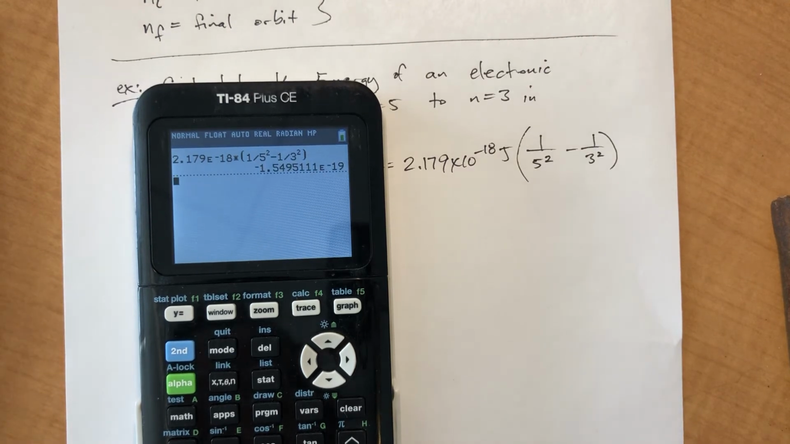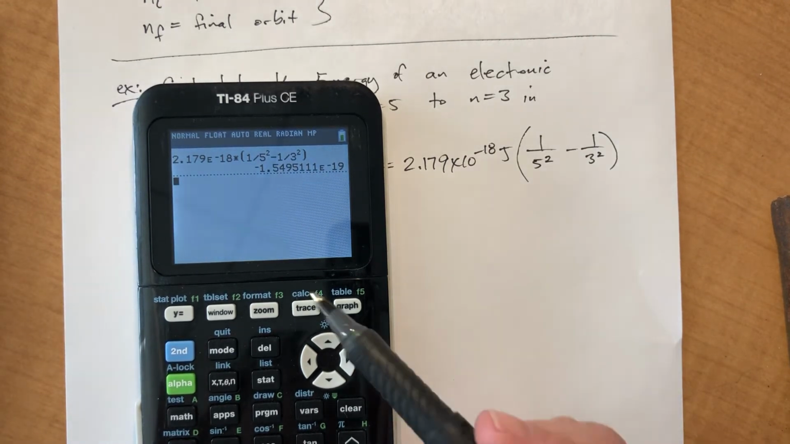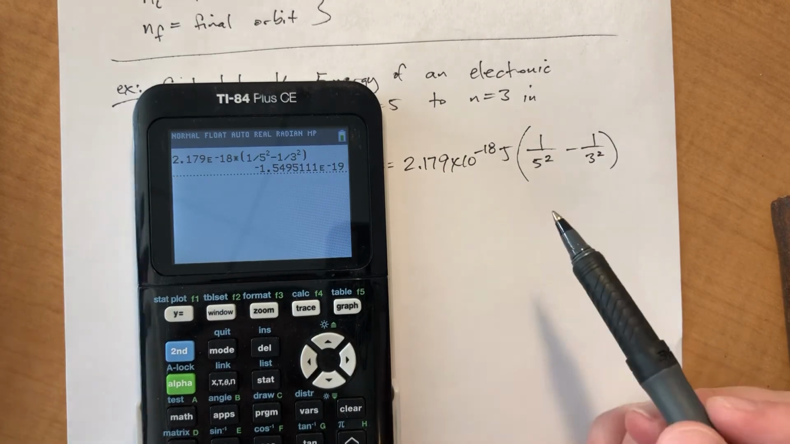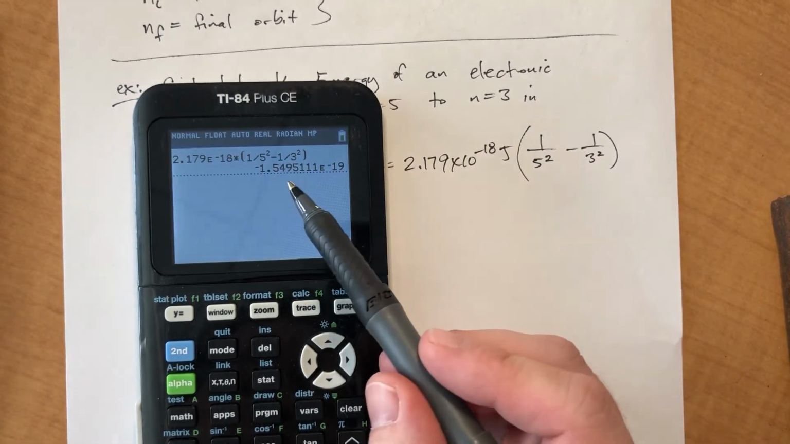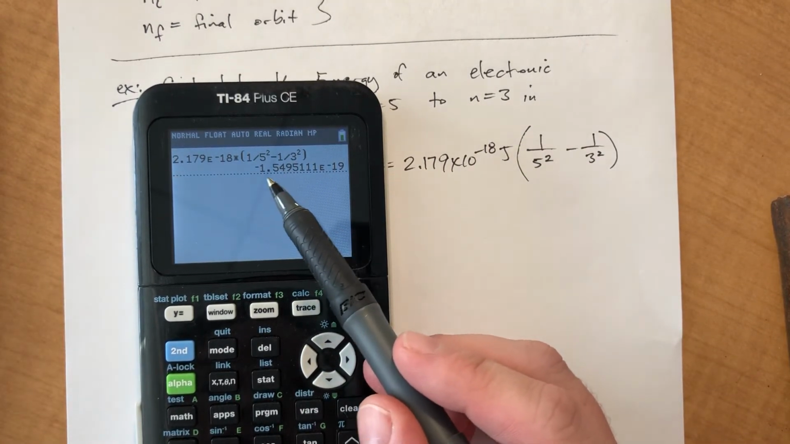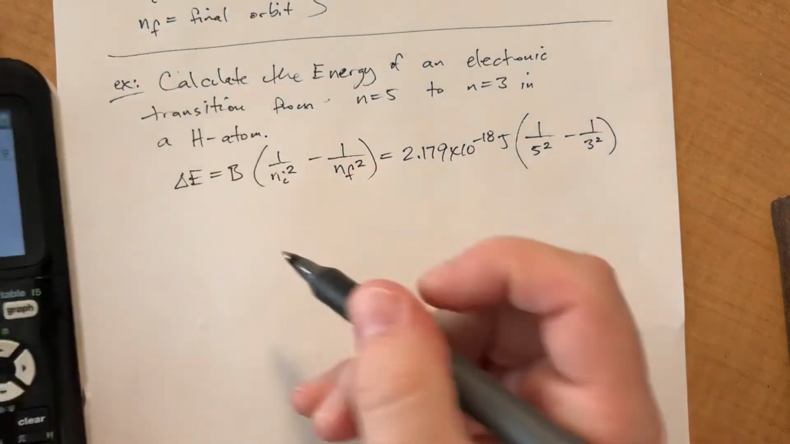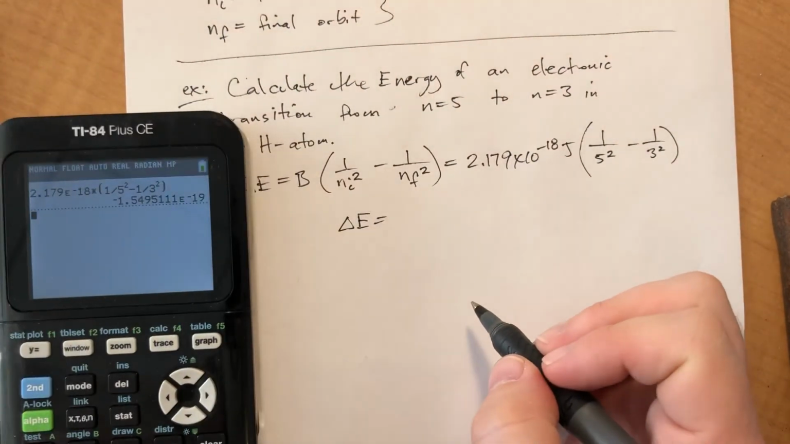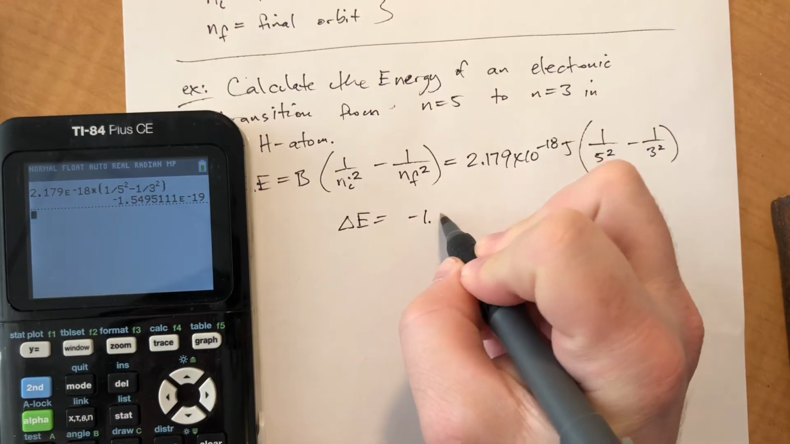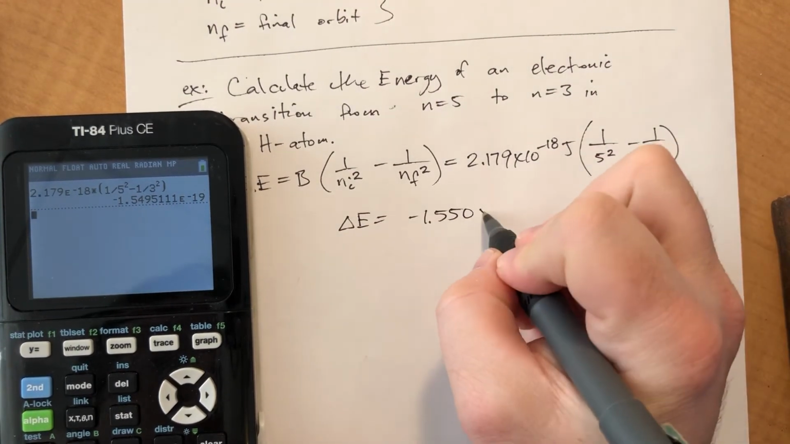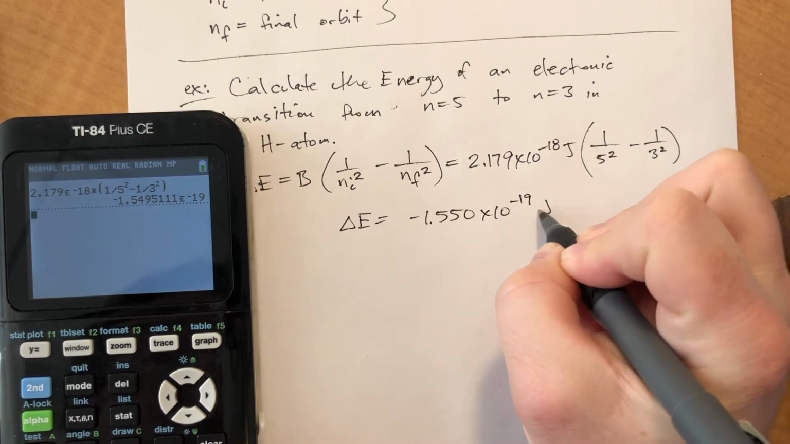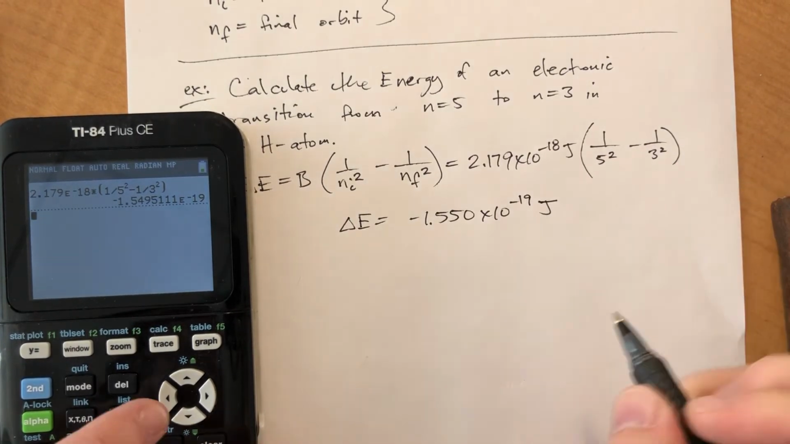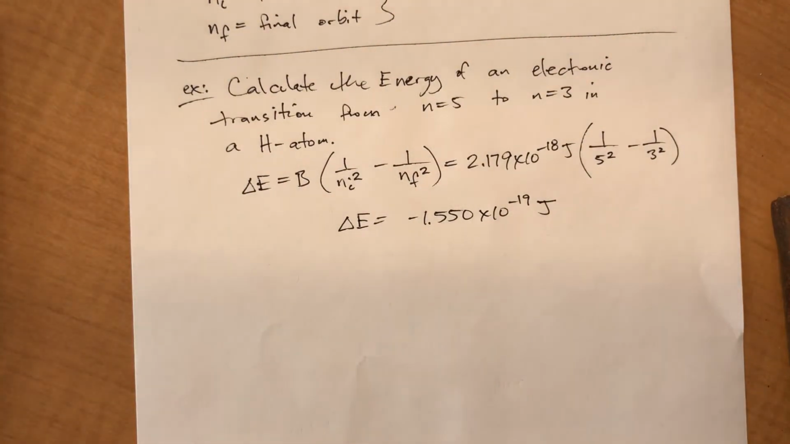We get a really low number, negative 1 point, there's not really sig figs on this. This has 4 sig figs, so I'm going to do this to 4 sig figs. That would round up to, delta E would be negative 1.550 times 10 to the negative 19th joules. So it is a really, really small amount of energy.